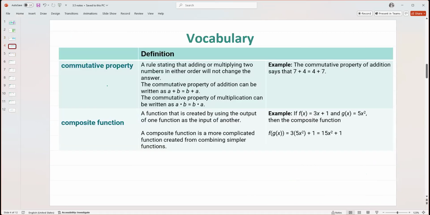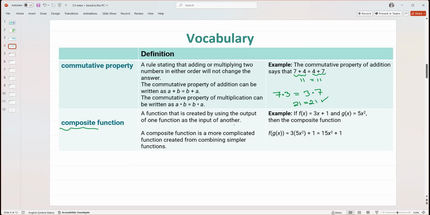2 vocab words. We've got the commutative property, which is just saying it doesn't matter which direction you add or multiply numbers together. So you can see if we do 7 plus 4, we're going to get 11. And if we switch it around and do 4 plus 7, still getting 11. So that one works. Same thing with multiplying. If we do 7 times 3, we're going to get 21. And if we do 3 times 7, still going to get 21.